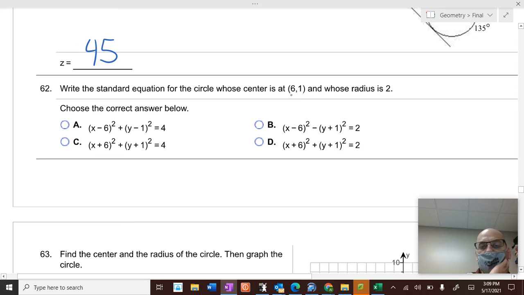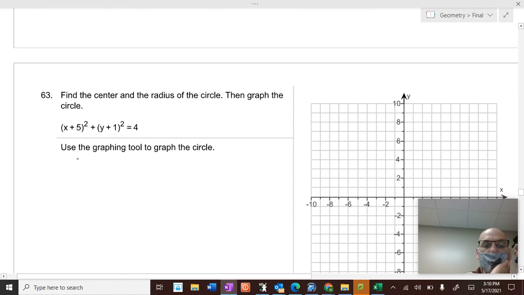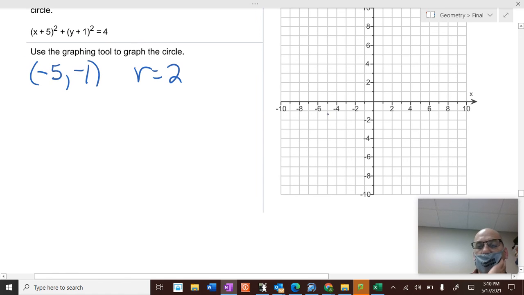A circle, if the center is 6, 1, you take x minus 6 and y minus 1. There's only one choice that says that, because it's always the opposites when you do the formula, and the radius, you square it. So if we're doing the opposites, the center is -5 from this one, -1 from that one, and the radius is the square root of that, which is 2. So -5, -1 is right there, radius of 2. Circle looks like that. There you go.